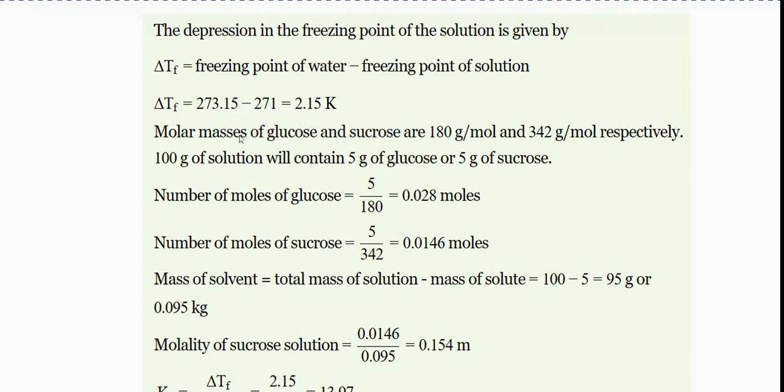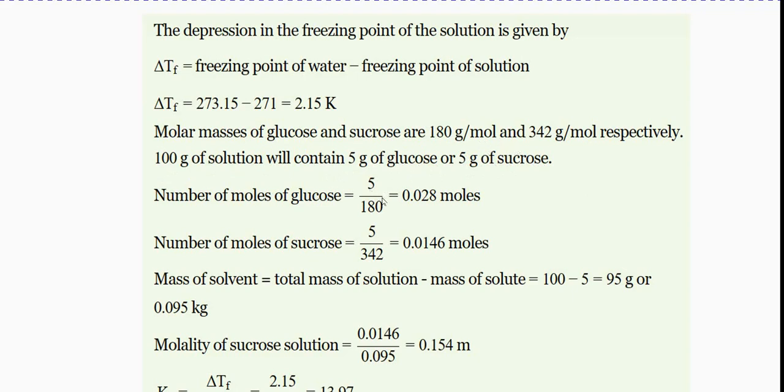The molar mass of glucose is 180 and of sugar, sucrose, is 342. So 100 gram of solution will contain 5 gram of glucose or 5 gram of sugar, because it's a 5% solution. From this we can calculate the number of moles.